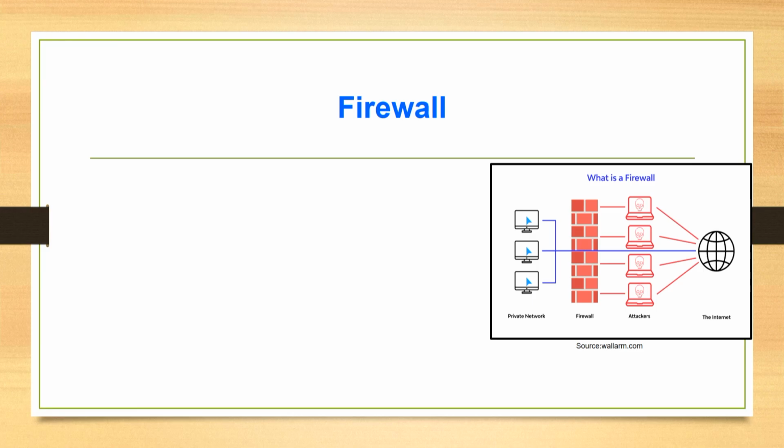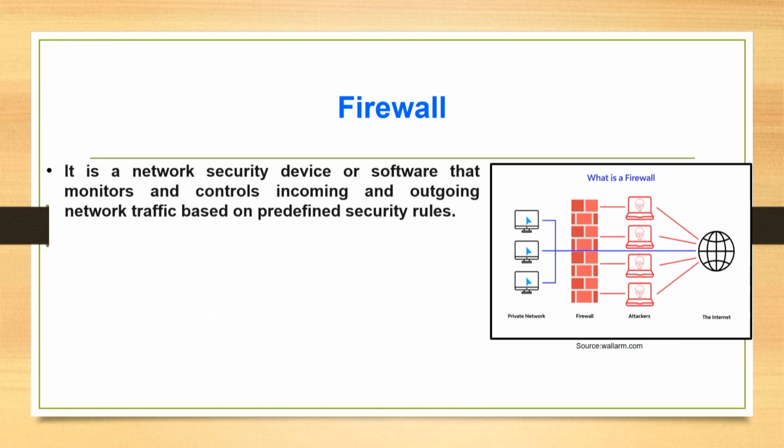Another technique is a firewall. It is a network security device or software. It means what? Firewall may be hardware or it may be software. What does it do? It monitors and controls incoming and outgoing network traffic based on predefined security rules.